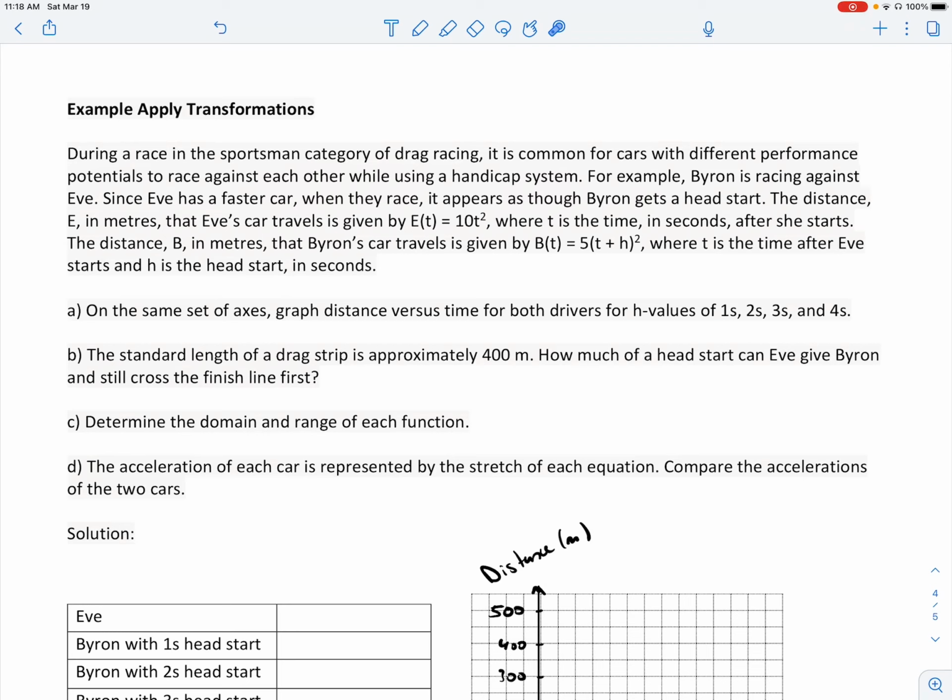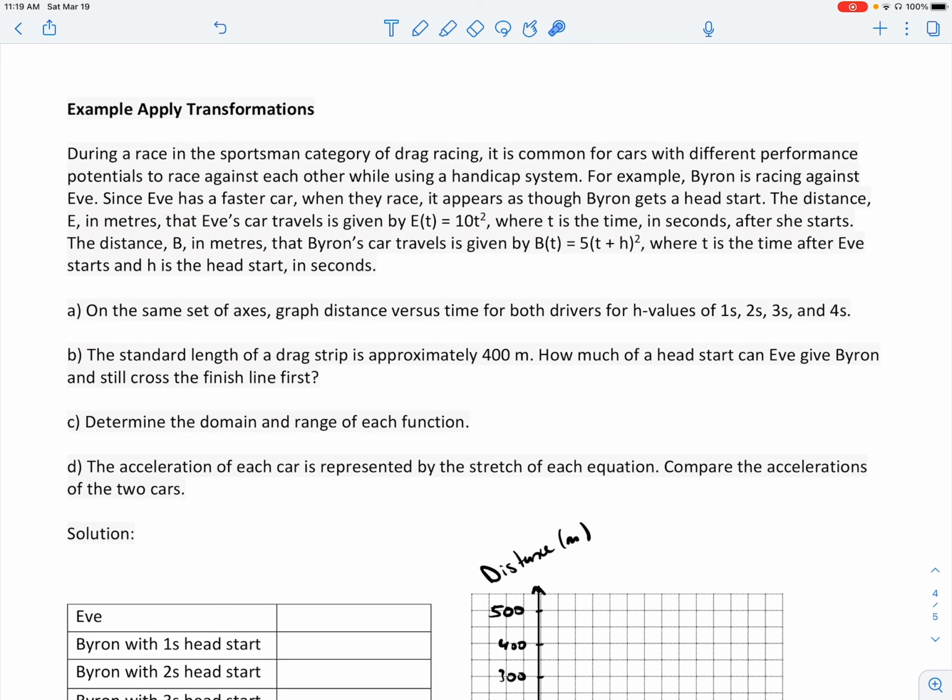So it says, during a race in a sportsman category of drag racing, it is common for cars with different performance potentials to race against each other while using a handicap system. It's kind of like something they use in golf also and other sports as well. So, for example, Byron is racing against Eve. Since Eve has a faster car, when they race, it appears as though Byron gets a head start.